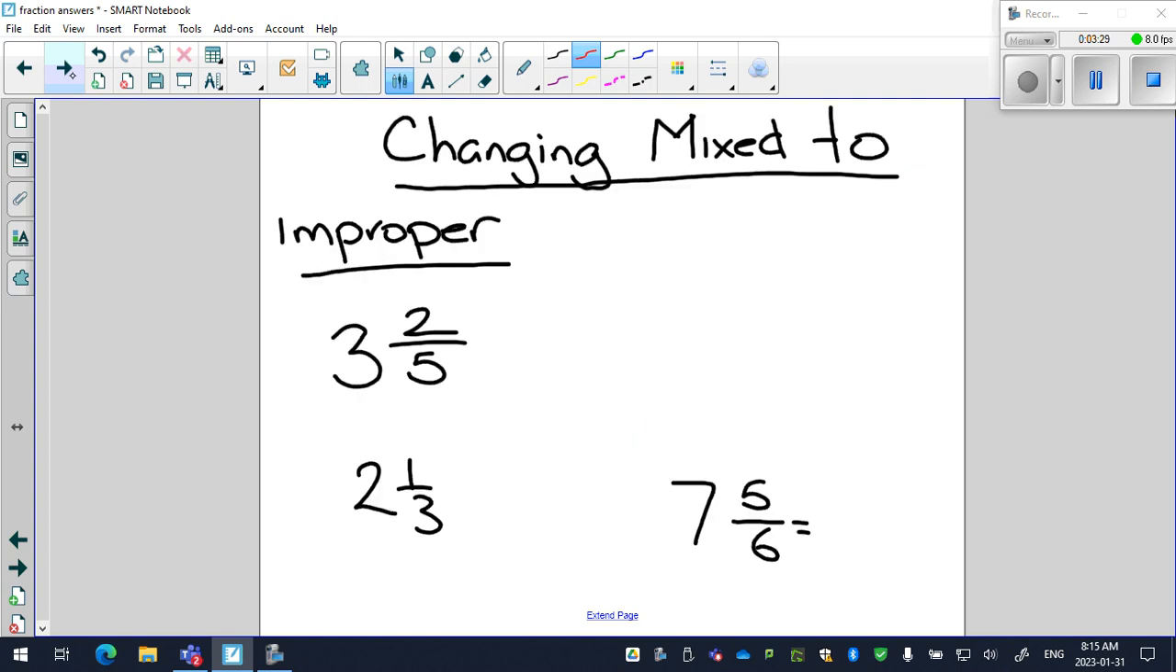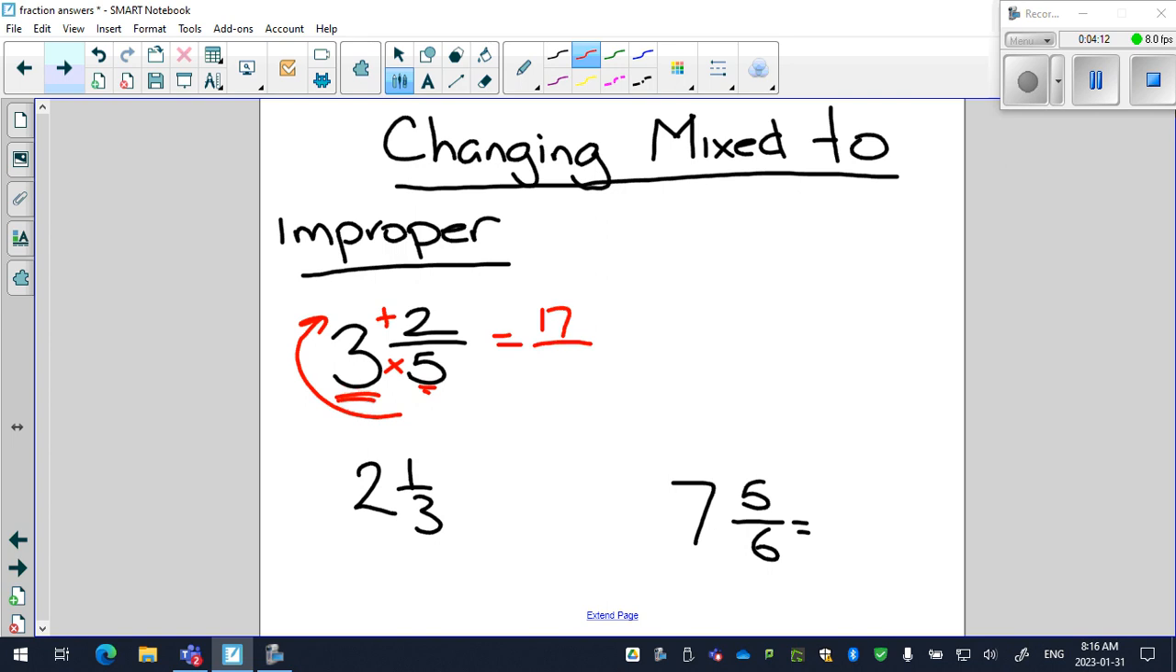Okay, so changing mixed to improper, this is very important because we have to use it for all of our operations. When we're doing this, we have 3 wholes and 2/5 of something left. Now, our 3 wholes are still, in theory, divided into 5 pieces. We just have 3 complete sets of 5 pieces. You could draw a diagram, but that's too time consuming. We multiply the denominator times the whole number, and then before doing anything else, we add the numerator. So 5 times 3 plus 2. 5 times 3 is 15 plus 2 is 17.